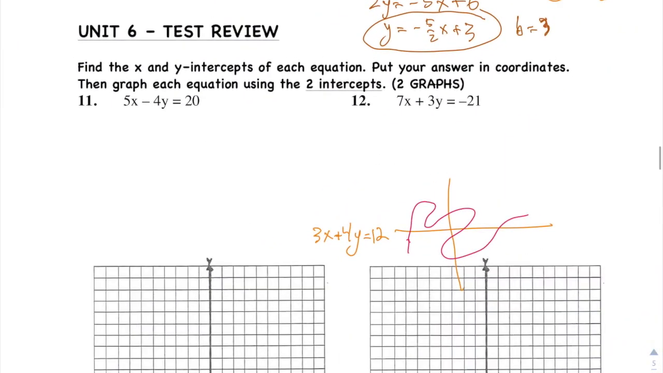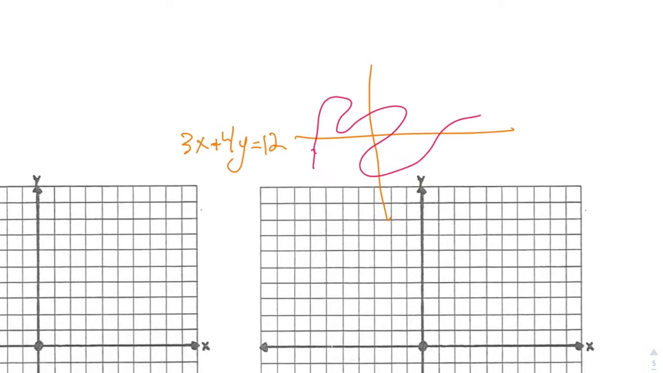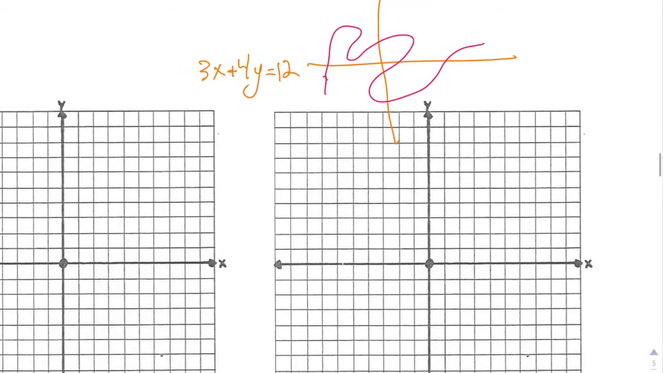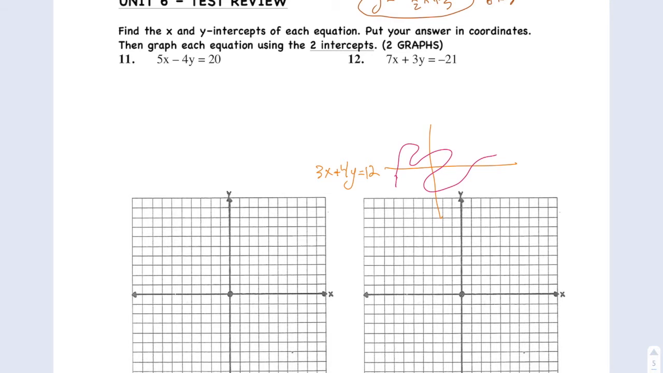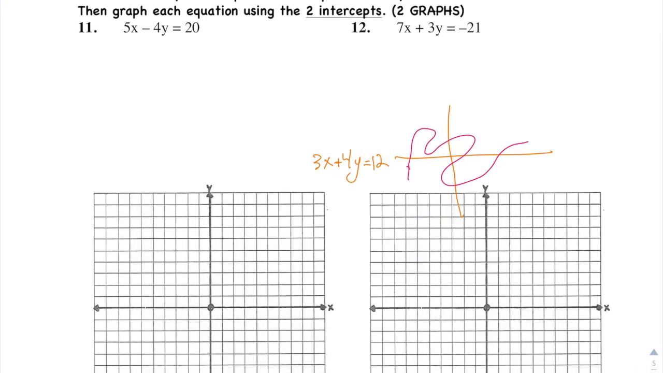Lastly, there's one more way to graph, and that's using x and y intercepts. So let me explain that. This is our example problem. What if we were trying to graph 3x plus 4y equals 12? Put your answer in coordinates. That's one important detail we want to think about. Then graph using the two intercepts.